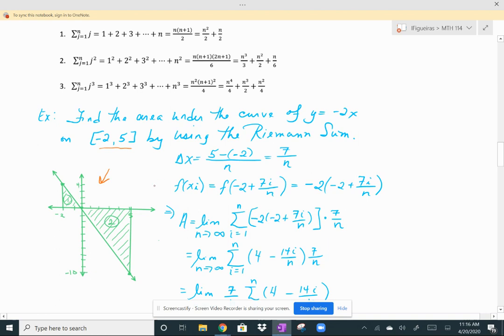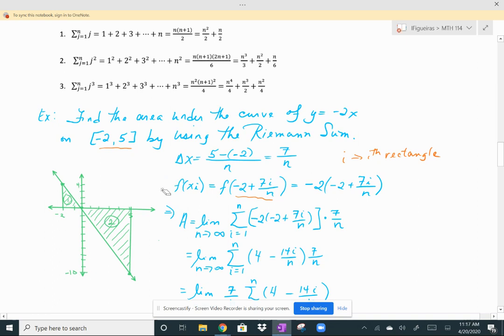Your function value is, remember, the height of each rectangle. So if I'm starting at negative 2, and every width of my rectangle is 7 over n units, then the next one will be negative 2 plus 7 over n. And you keep adding 7 over n until you get to the very last endpoint of 5. So the way you represent that is with what you see here, negative 2 plus 7i over n, where i is the ith rectangle. So if you are on the third rectangle, then it would be negative 2 plus 7 times 3 over n.